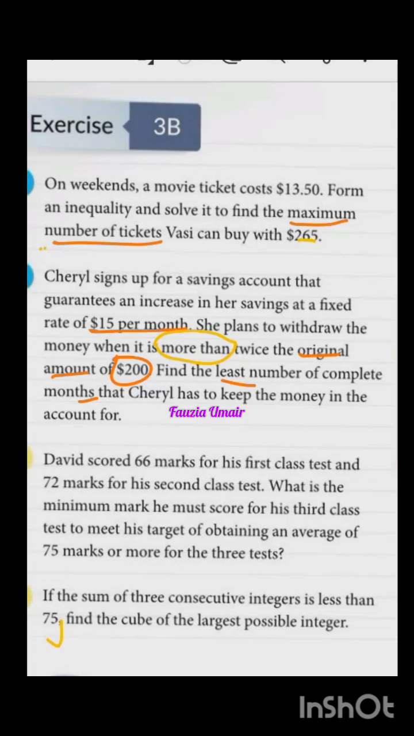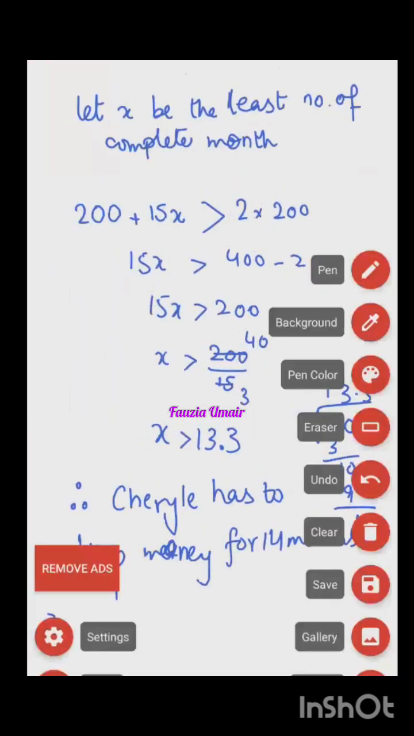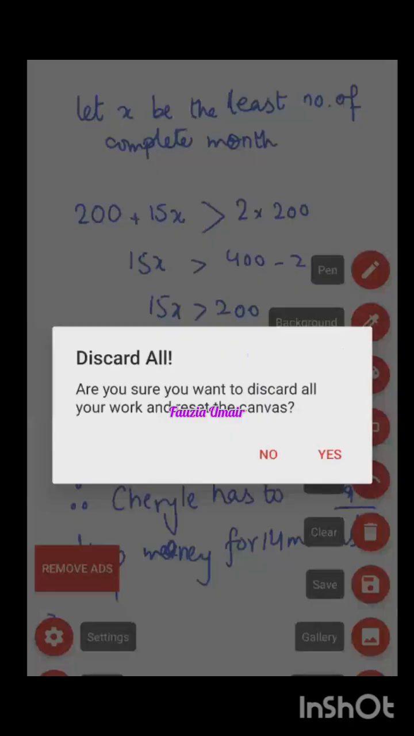So what should be the assumption? Like the marks he scored on his third test. That's right. So the assumption is the unknown they are giving you in the question. So we will start with this assumption, okay, that let x be the marks in the third test. Okay, that is what we need to find out. Now we need to form the inequality.